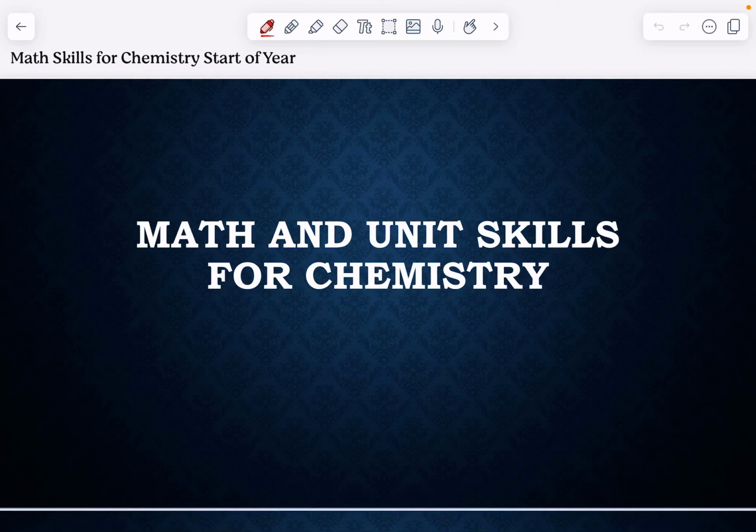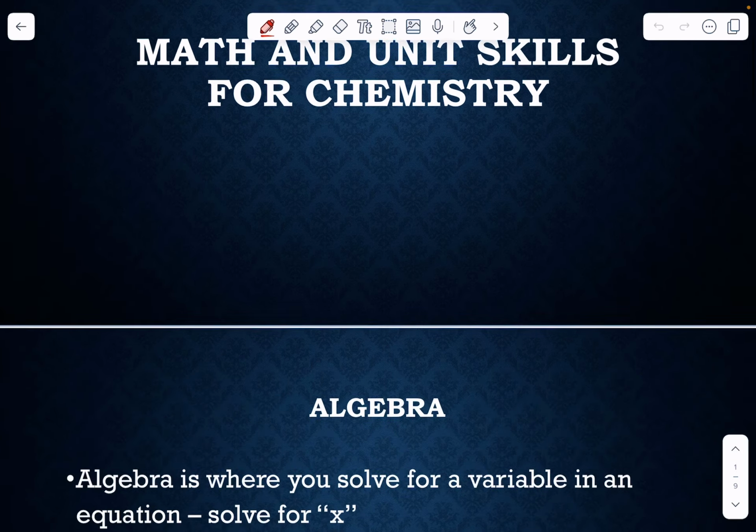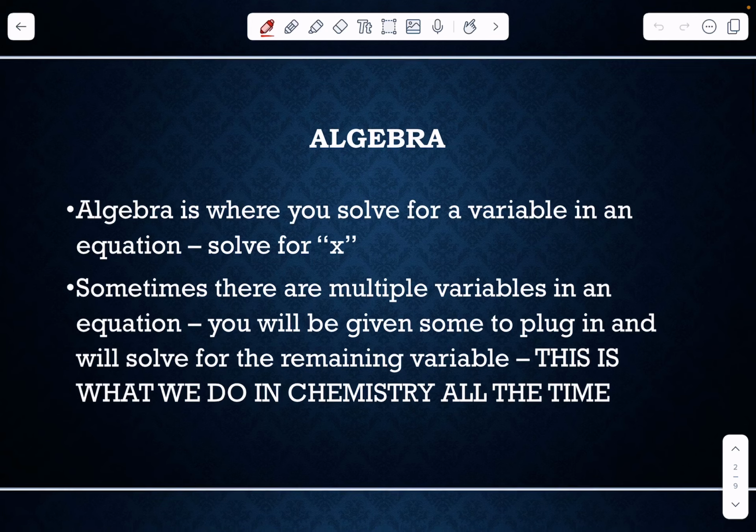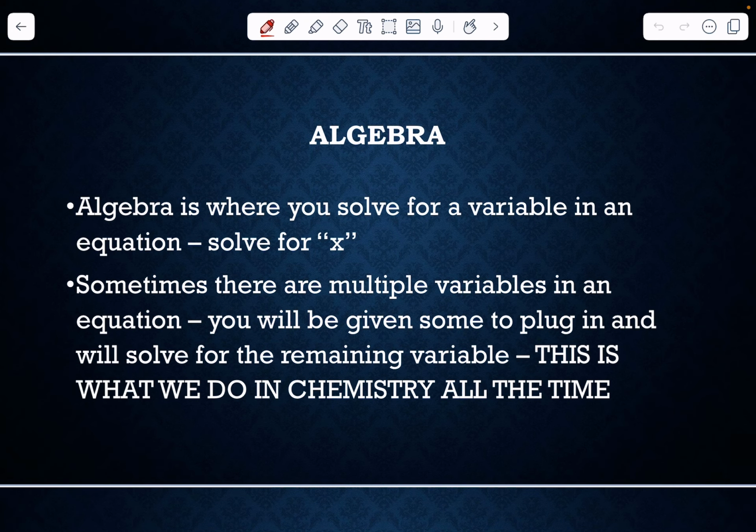Hello everyone. In this video, we're going to cover math and unit skills that you're going to be using for our chemistry class this year. The first thing we're going to talk about is algebra. So algebra is where you solve for a missing variable in an equation. That's where you're solving for x.